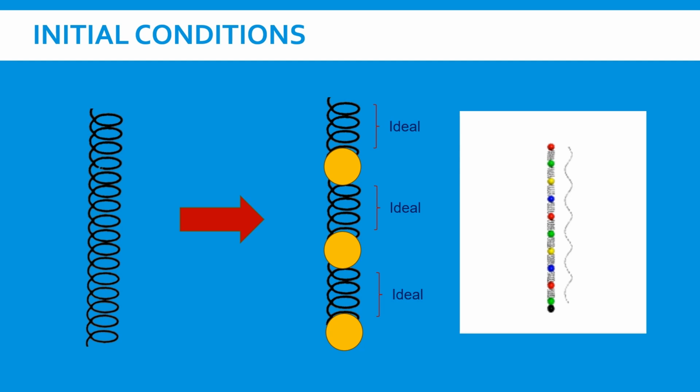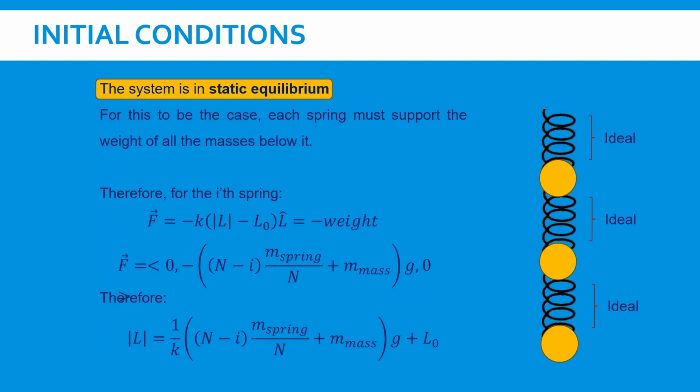In order to build the actual computational model, we had to realize that the system is in static equilibrium, and for this to be true, each spring must support the weight of all the masses below it. So we used this formula for the ith spring, where each spring is the first spring, the second spring, the third spring. We use this formula in order to get the length of each spring.